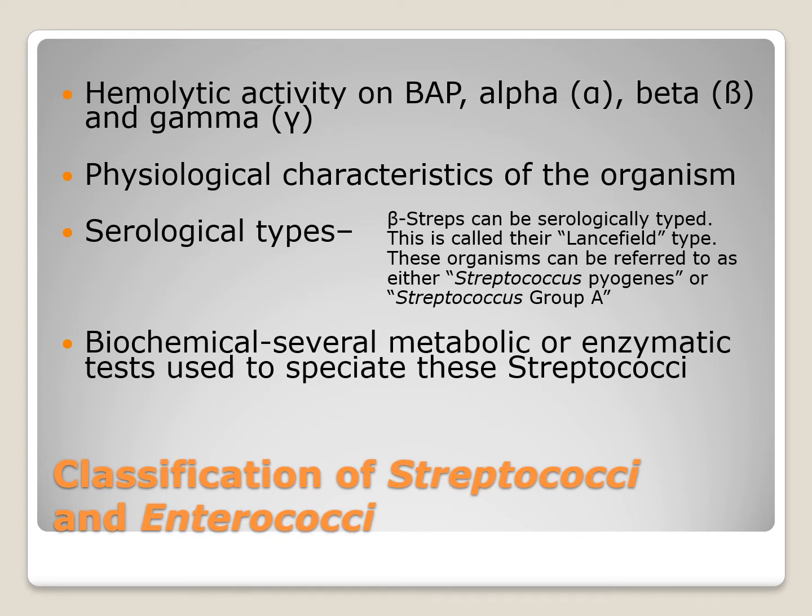Beta hemolytic Streptococcus can be serologically typed, and this is called Lancefield typing, named after a woman by the name of Rebecca Lancefield, who actually studied the carbohydrates found on the cell walls of beta hemolytic Streptococcus. So Streptococcus pyogenes can also be referred to as Streptococcus group A, and you're going to eventually learn the scientific names and also the Lancefield names of all the Streptococcus. And then finally, when attempting to speciate strep and Enterococcus, we want to look at their biochemical or metabolic activities as well as their enzymatic activities.